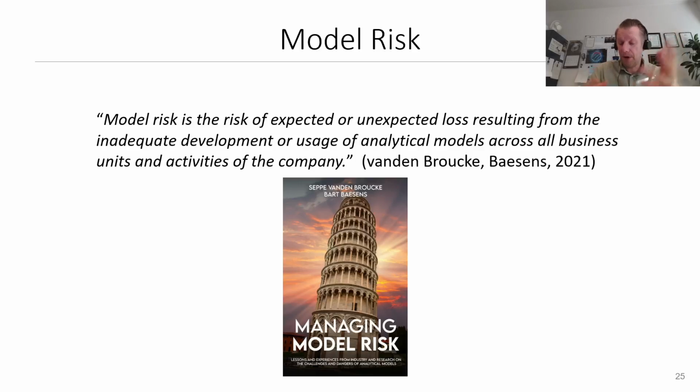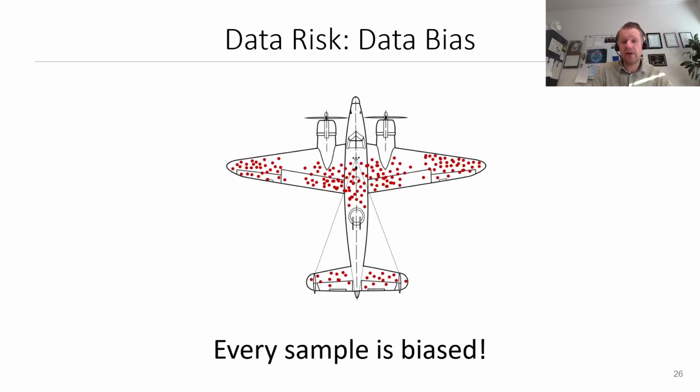In the book, we define model risk as the risk of expected or unexpected loss resulting from the inadequate development or usage of machine learning models across all business units and activities of a company. Model risk as such can then be decomposed across the entire model development life cycle. First of all, there's data risk.